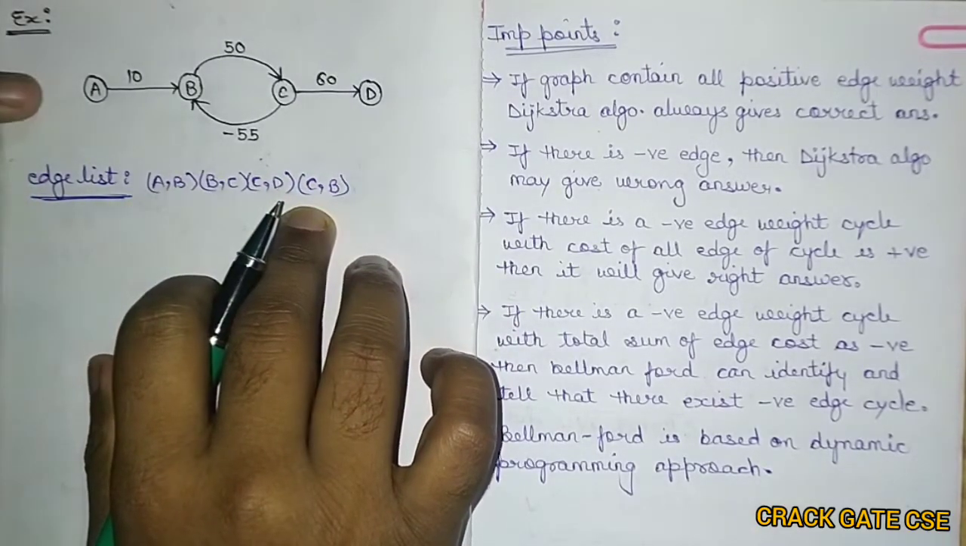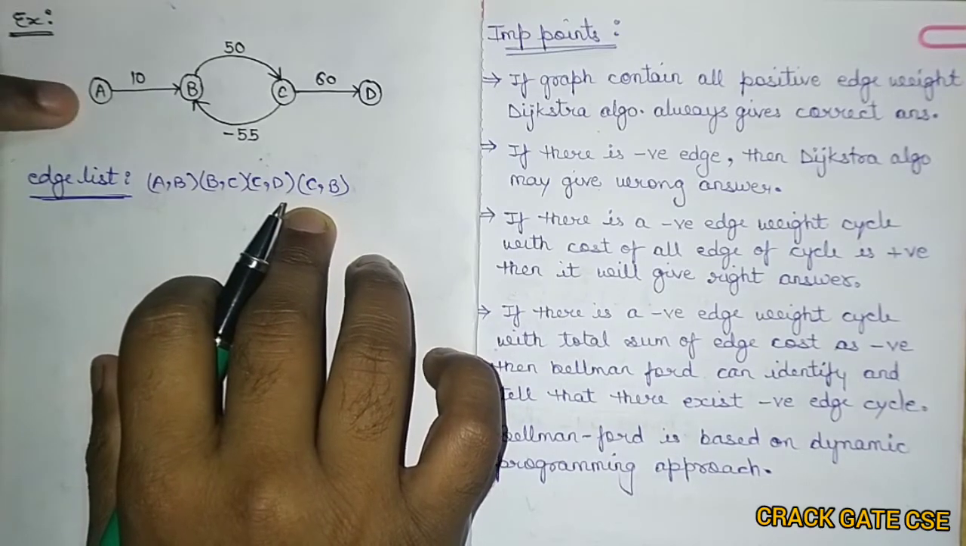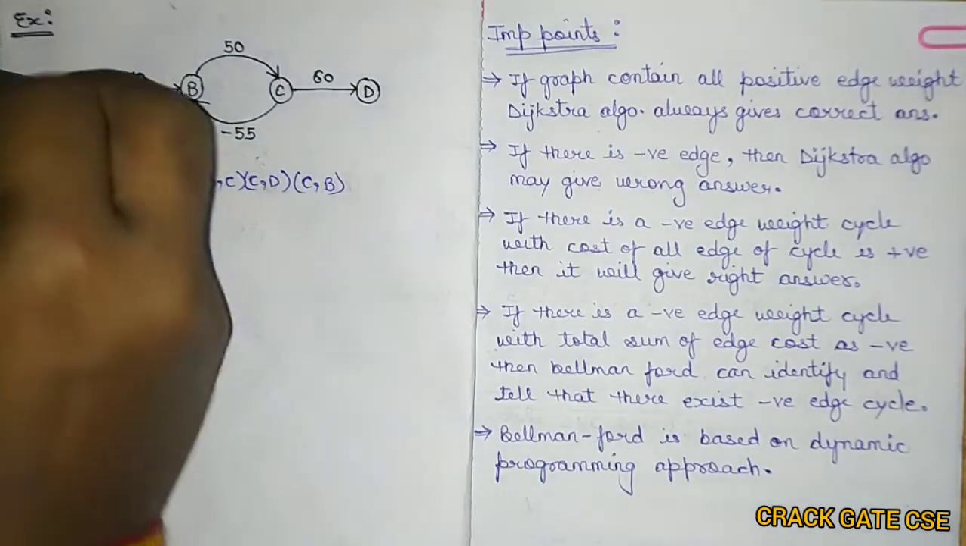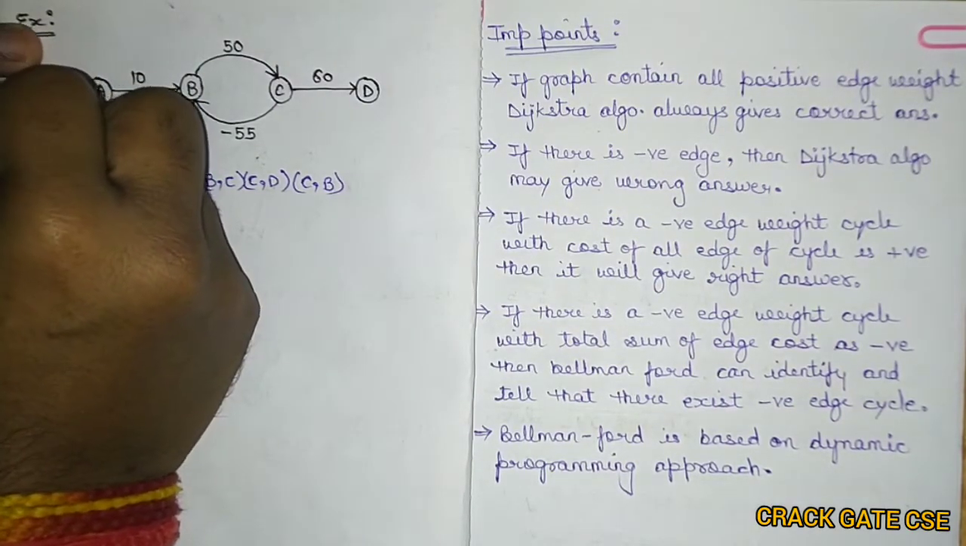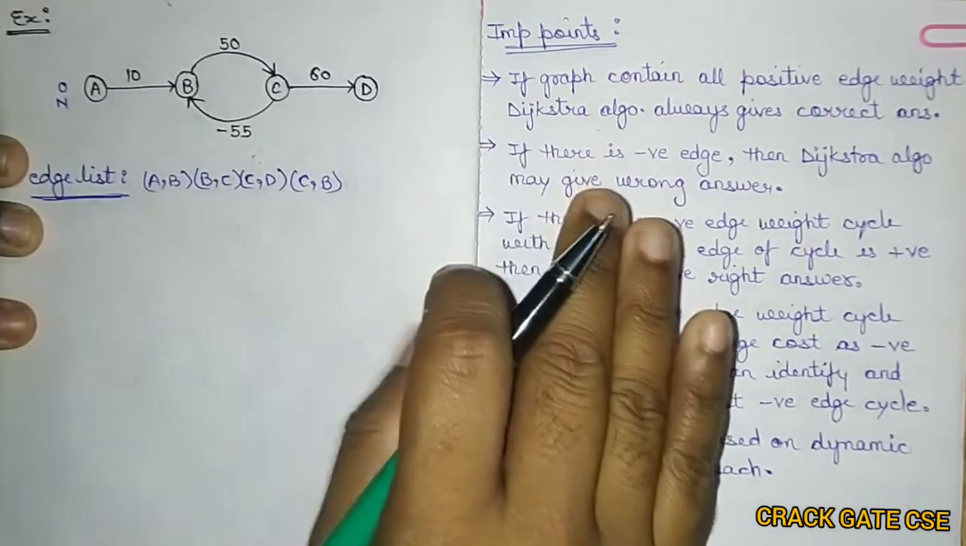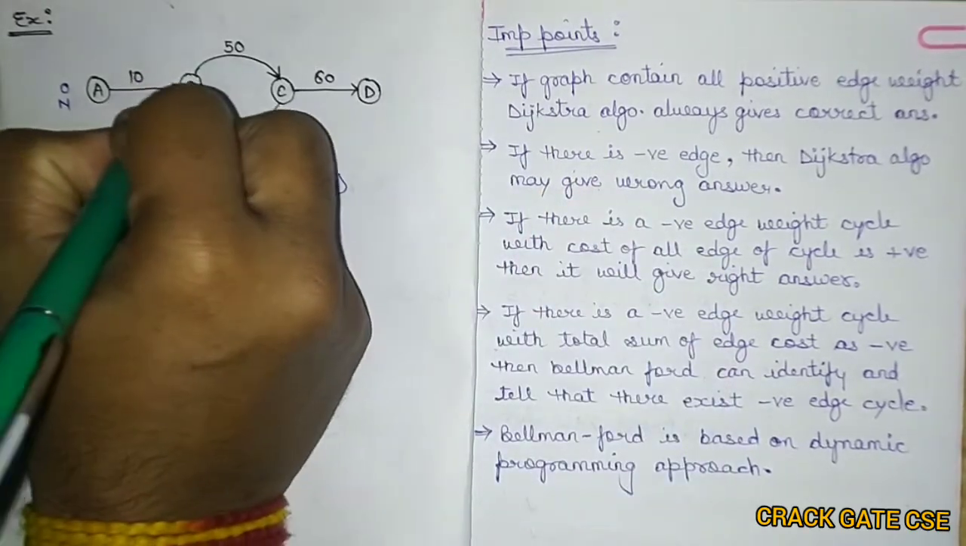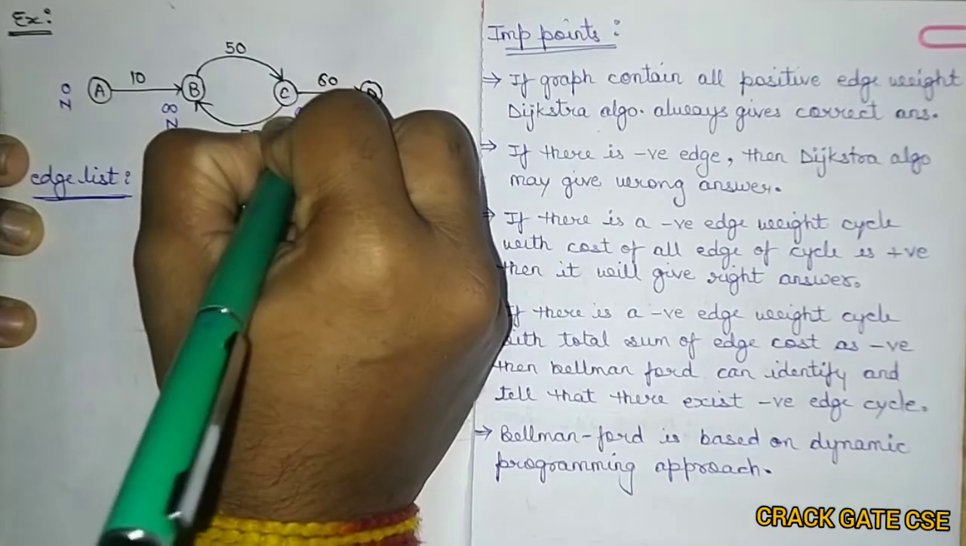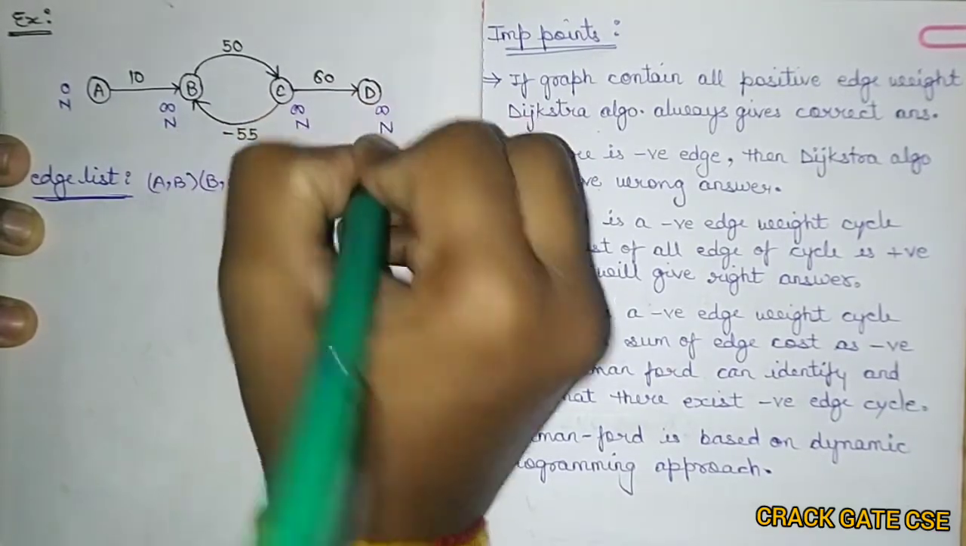Next thing is that we have to initialize the values. We are starting from A. If we are starting from A, the value for A will be 0 and the parent will be null, and for the rest of the vertices the value will be infinite and null. So I updated the values.